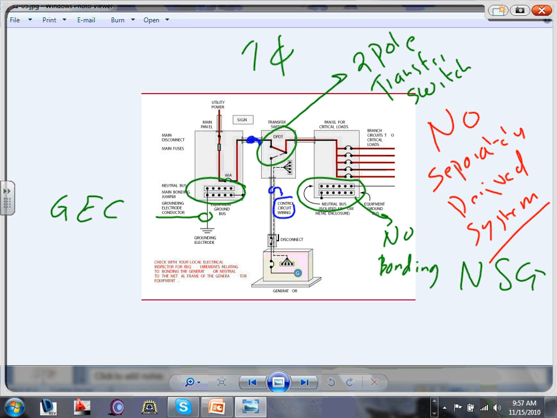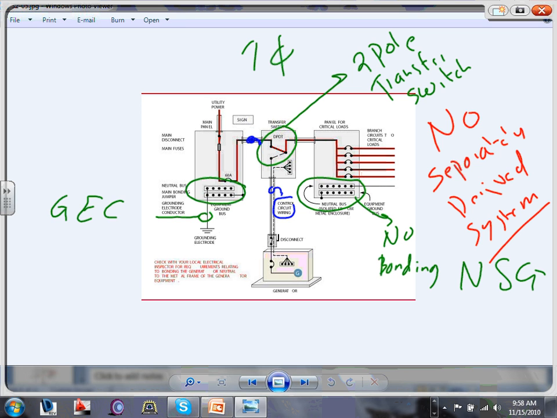So this installation could be an emergency system, a legally required system, or a standby system, right? And I can have it as a separately derived system or non-separately derived system, either way. What would happen if you bonded both sides and put a GEC on both of them? Would it be extra safety?